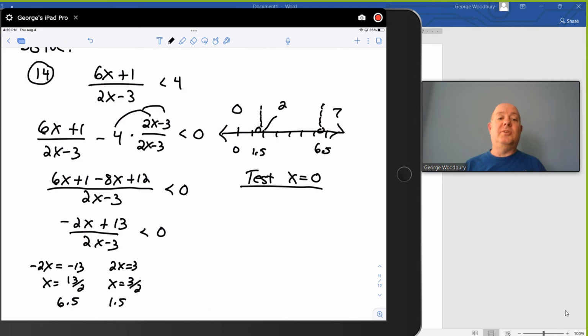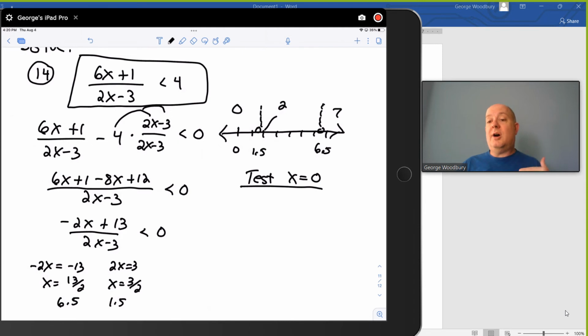When I plug in 0 on the left-hand side of, again, my original inequality, 6x plus 1 over 2x minus 3 is less than 4, the numerator and denominator, the parts with x disappear, and I'm left with negative 1/3. 1 over negative 3 is negative 1/3. Is that less than 4? It is. So 0 is a solution. And so that means everything from that first interval is a solution. I shade that on the number line.